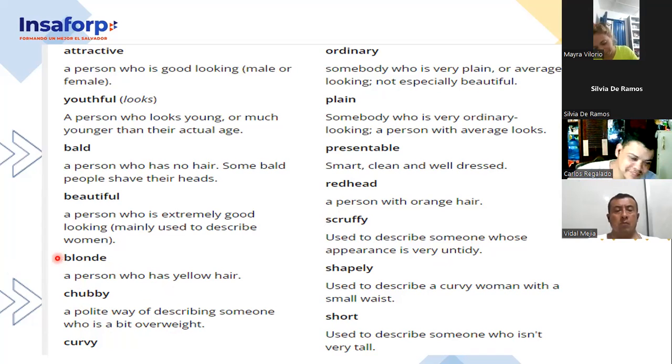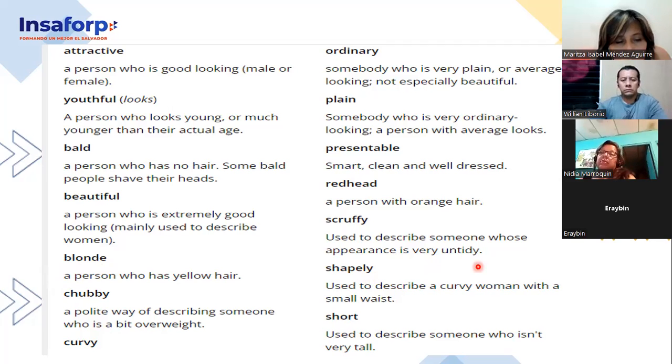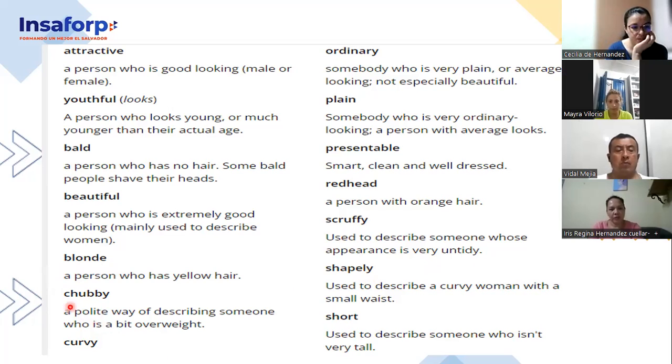Carlos Regalado, help me with this one here. A person who has yellow hair. Okay, a person who has yellow hair, we call blonde, or sometimes in the language of the streets, we can say blondie, but it's better if you say blonde, because blondie is kind of disrespectful. So it's better to say blonde. All right, so let me see. Vidal, go ahead and help me with the next one.